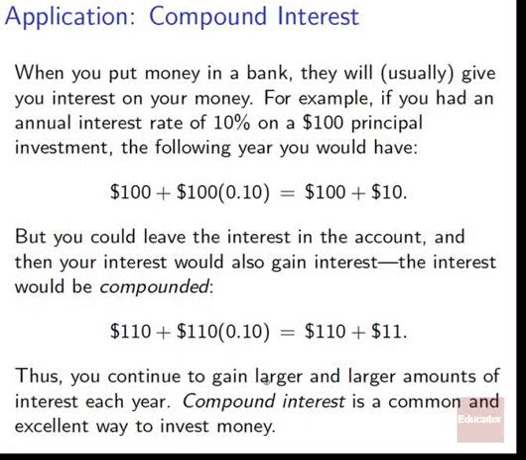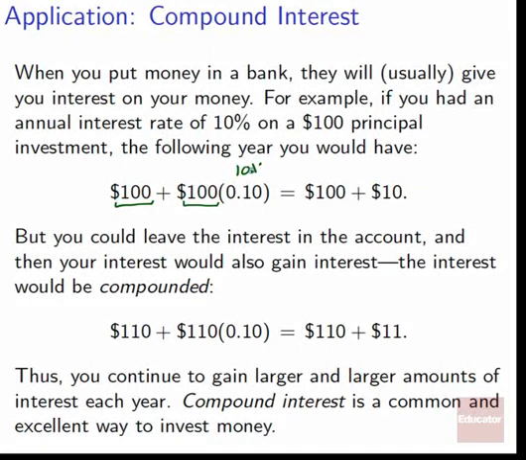All right, let's see an application to this stuff. When you put money in a bank, they will usually give you interest on your money. For example, if you had an annual interest rate of 10%, annual just means yearly. So a yearly interest rate of 10% on a $100 principal investment, the amount that you put in the bank, the following year you would have that $100 still, they don't take it away from you, plus $100 times 10%.